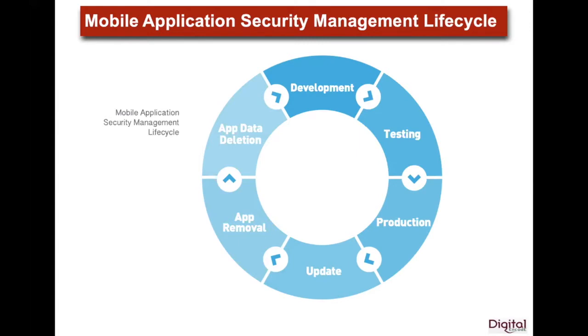Then app removal, in case there's any need, maybe there's some application that's supposed to be obsolete and people need to uninstall that app. I've seen applications whereby you install them, and you have to ensure that if people uninstall the application, everything about the application on the phone will be uninstalled totally. The same thing with app deletion, so that there won't be any traces. Maybe you are storing a local database on the phone, whereby even if you uninstall the application, the database is still residing on the phone, and anybody that has access to that phone will be able to see those kinds of things.